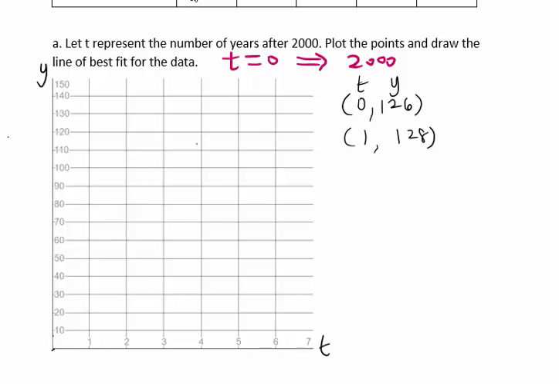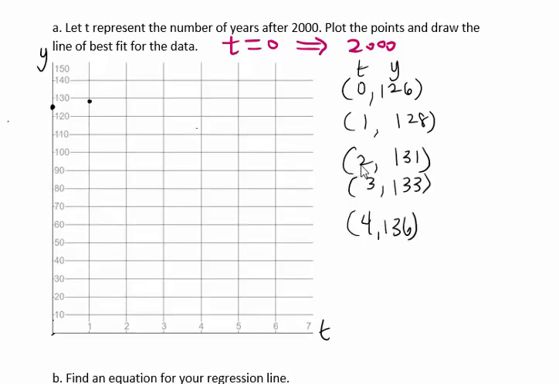Okay, so 0, 126, that's going to be somewhere in here. And then 1, 128. Okay, and 2, 131. 3, 133. And then 4, 136.